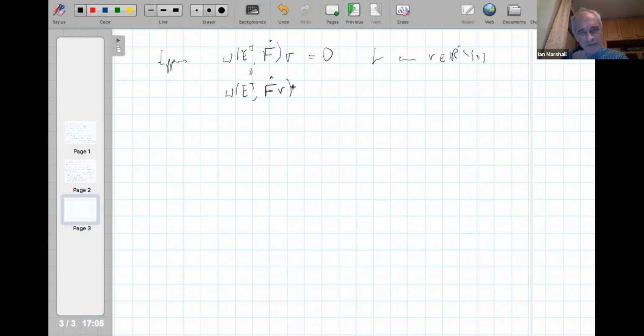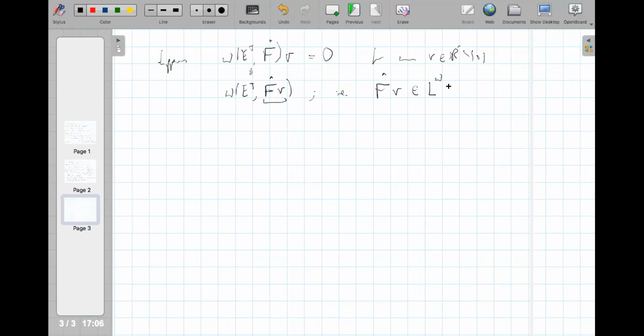If you find it difficult to understand this, just think that this is just a shorthand for many components. So this is omega of E_i, F_j, and this is the sum over j with v_j. I put the sum over j of this, and this thing is a vector. All right, so this thing is 0, it's a zero vector. In other words, it has zero symplectic product with every E_i. So that means F hat v is in L, where L is the skew-orthogonal complement of L, which is equal to L.